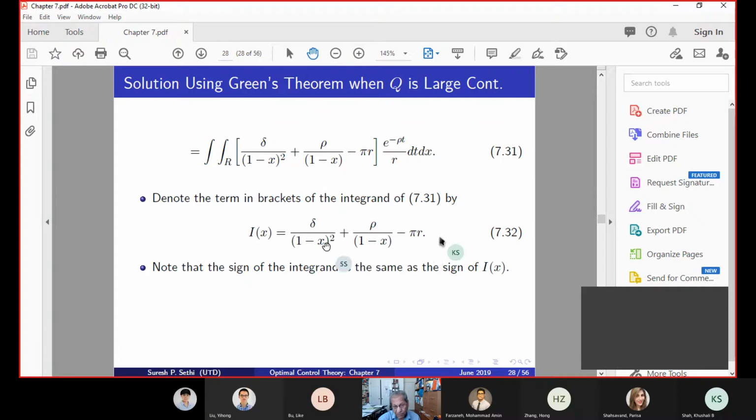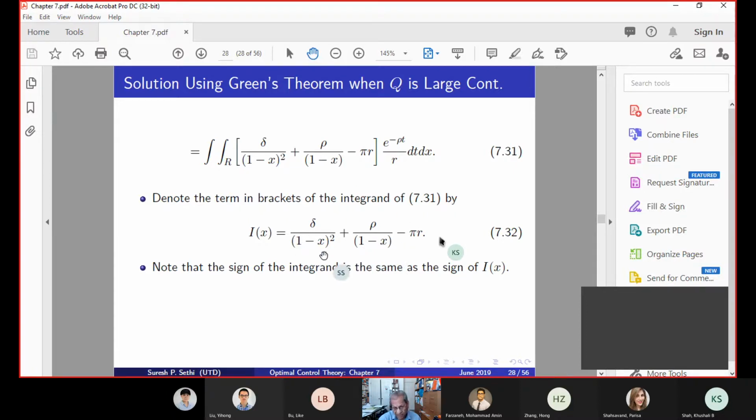Well, this is a quadratic equation in 1 divided by 1 minus x. So we know how to solve it. We know how to solve any quadratic equation whatsoever. Okay? And we know the sign of this integrand is the same as the sign of Ix.